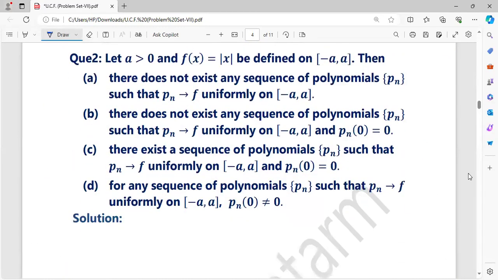Now see this. Let a be greater than 0 and f(x) = |x| be defined on the closed interval [-a, a]. Then option A: there does not exist any sequence of polynomials P_n such that P_n converges to f uniformly on [-a, a]. Second: there does not exist any sequence of polynomials P_n such that P_n converges to f uniformly on [-a, a] and P_n(0) = 0 for each n. Option 3: there exists a sequence of polynomials P_n converging to f uniformly and P_n(0) = 0. Option 4: for any sequence of polynomials P_n converging to f uniformly, P_n(0) is not equal to 0. So let's see this question.